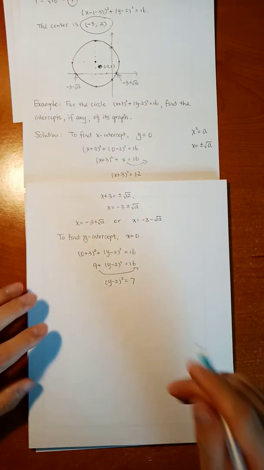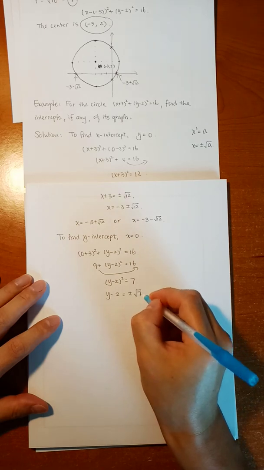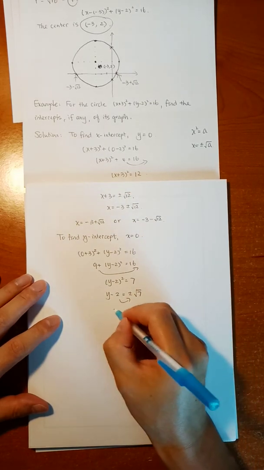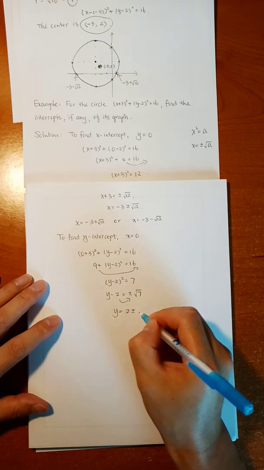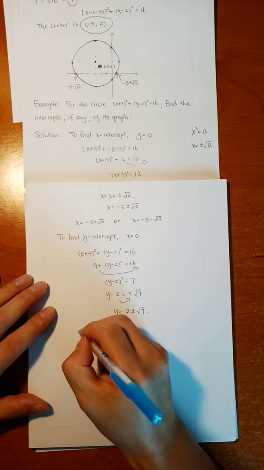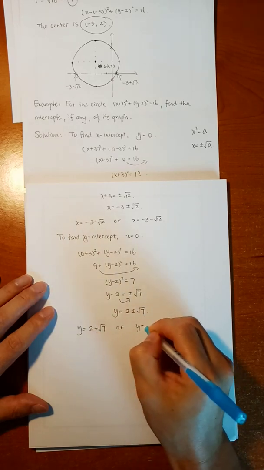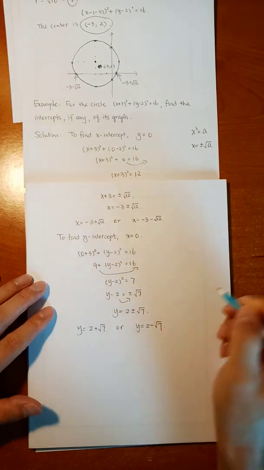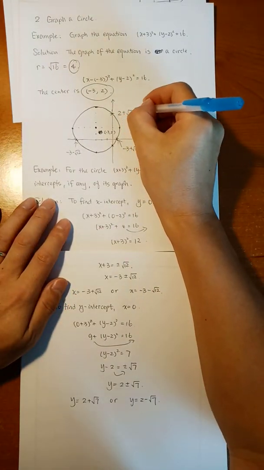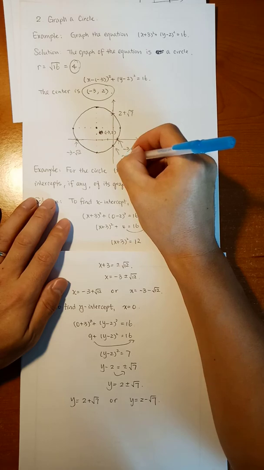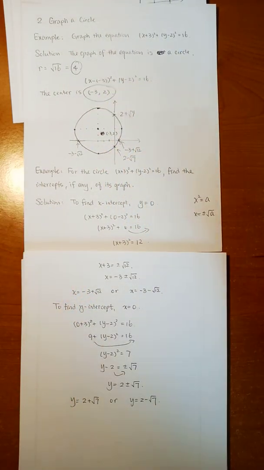Then y minus 2 is plus or minus the square root of 7. You move 2 to the right side, then y is equal to 2 plus or minus the square root of 7. So y is 2 plus the square root of 7, or y is 2 minus the square root of 7. So there are two y-intercepts. This is 2 plus the square root of 7, and this is 2 minus the square root of 7. Okay, you see, it fits our sketch.